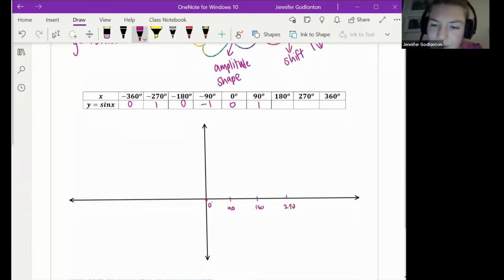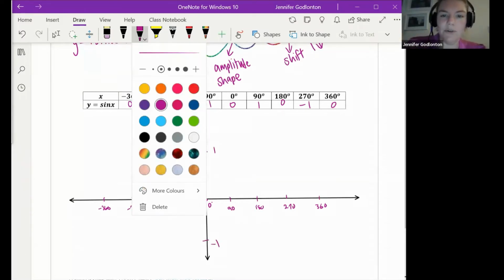Now, the nice thing for these graphs is normally they give you something to draw on, which makes your life a little bit easier. But let's have a look at what this graph would look like. So then we're going to have 1, 0, negative 1, and then 0 again. Okay, so let's try and plot this graph. Remember, I'm going to make that 1 and I'm going to make this negative 1.